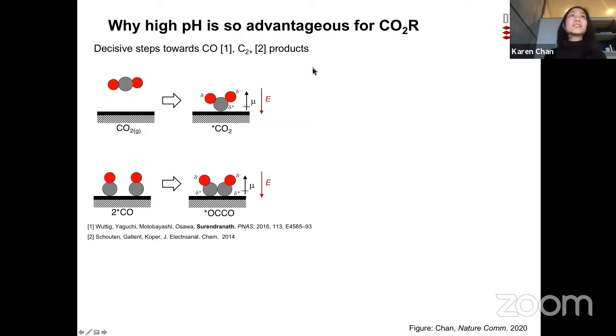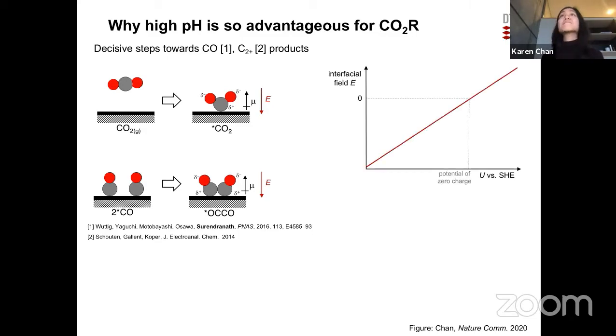The decisive steps towards CO and C2 product production are these ones: CO2 and OCCO formation. And these are sensitive to the interfacial electric field. The interfacial electric field is proportional to the absolute potential, so a potential, say, on an SHE scale.